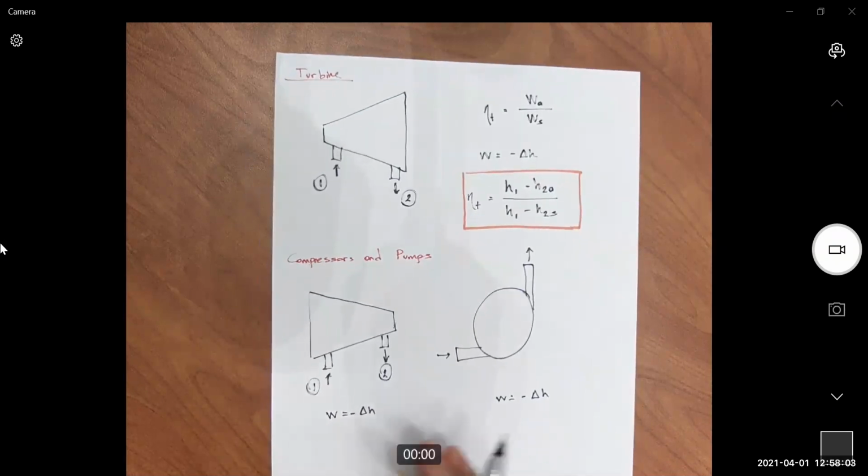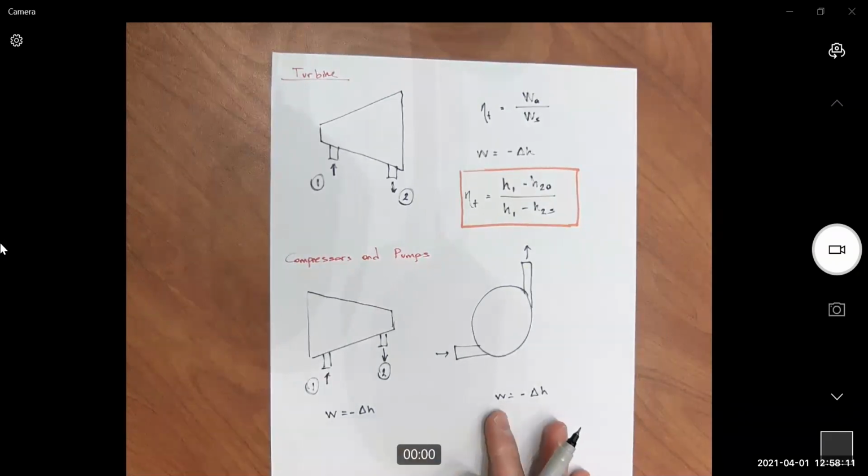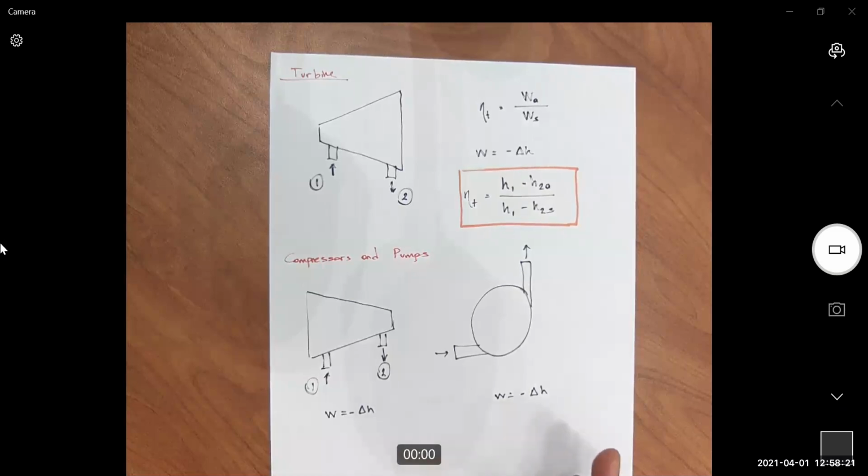These are both work-consuming devices, but there's a main difference between them. Anyone remember what that was? What is the difference between a compressor and a pump? They both consume work. How do I distinguish them?